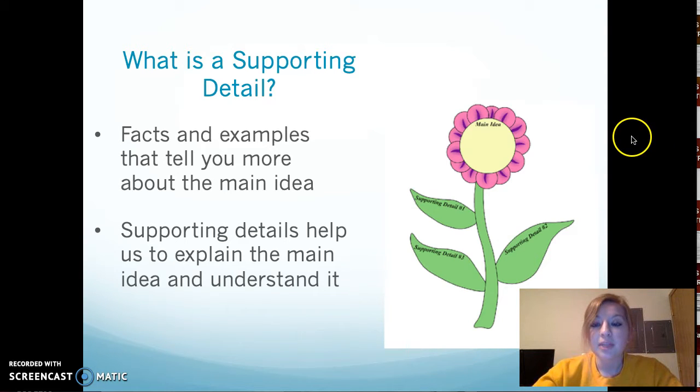Here is a picture to help you visualize main idea and supporting details. The main idea would be like the top of a flower, the main part, the most important part, and the supporting details are like the leaves on the flowers. They're here to help support the flower, or in this case, the main idea.